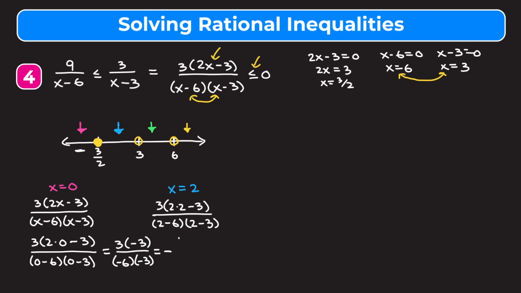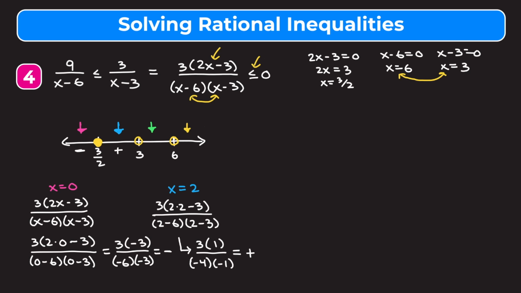And we're going to simplify this down here. So on the top, we have 3 on the outside. 2 times 2 is 4. Minus 3 is 1. On the bottom, 2 minus 6 is negative 4. 2 minus 3 is negative 1. So we have 2 negatives. So this is going to be positive. So we're going to put a positive in this part of our number line.